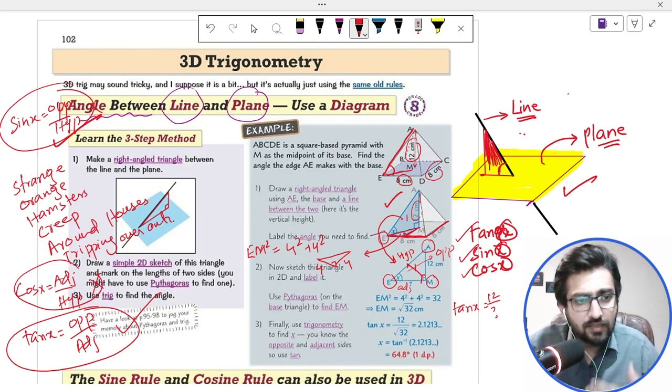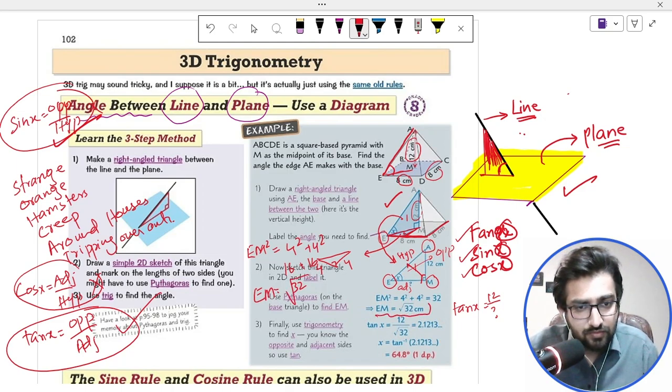Apply Pythagoras theorem directly. Try to train your brain to apply it directly without thinking of which one is hypotenuse, perpendicular, opposite or adjacent. Don't think of it. Just see which one is the longest side: its square equals the other two squares with a plus in between, and then solve it. 4 square is 16, 4 square is 16, so 32. So EM is equal to under root 32. Take square root both sides.